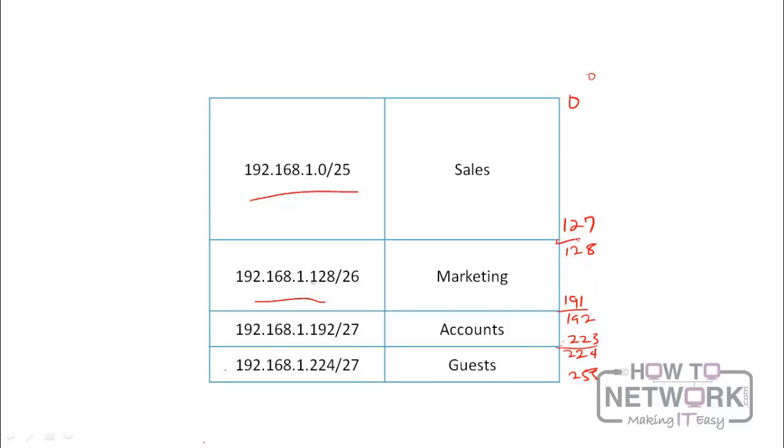So we've been able to unequally divide the network that has 256 addresses into subnets based on the requirements that the subnets have. So we started off this video by looking at the IP addressing troubleshooting scenarios that you may encounter on the ICND1 exam. And then we wrapped it up by looking at the variable length subnet mask.